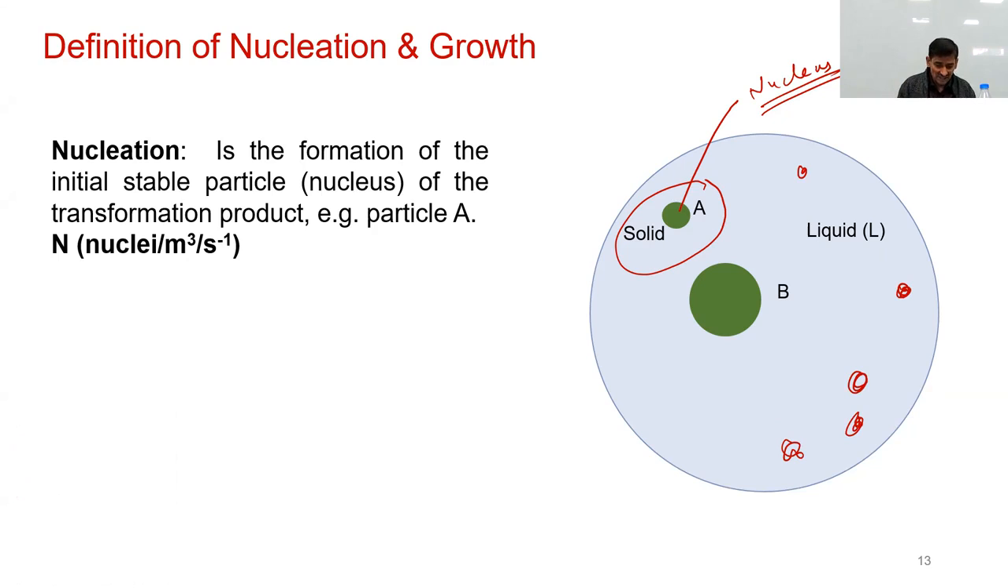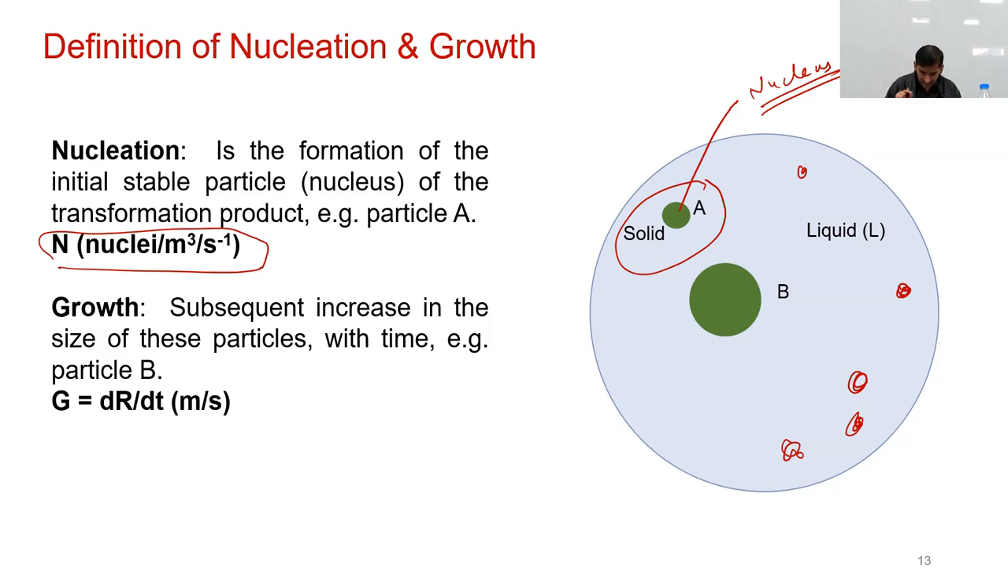But before that, let me just define the units of nucleation. How do we define the rate? That is how fast these nuclei, these stable particles, are forming. It is given by the number of such particles forming per unit volume, per unit time. So the units of nucleation rate are nuclei per meter cube per second.